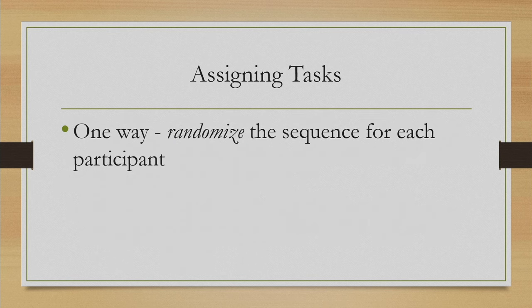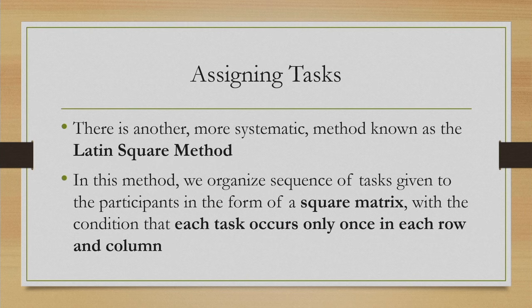So, how can we implement the counterbalancing technique? We can use one popular technique, that is randomizing the sequence for each participant. Now, of course, randomization does not always lead to totally different sequences. It may lead to similar or partially similar sequences as well. Another way to address this is to use a more systematic method known as the Latin square method.